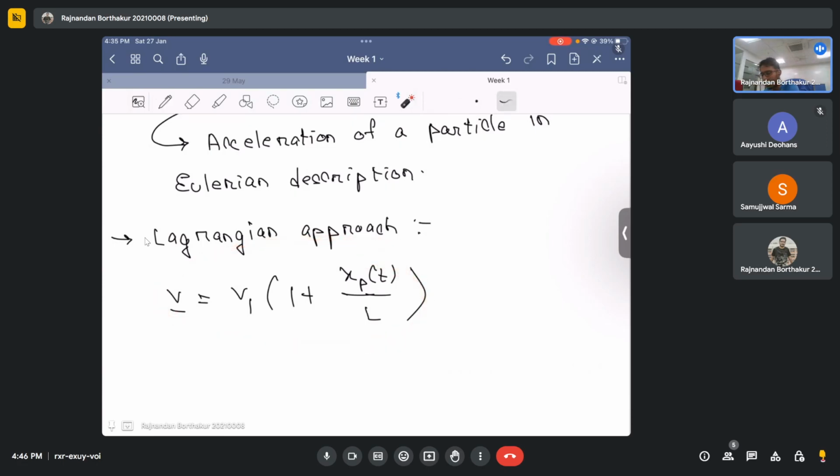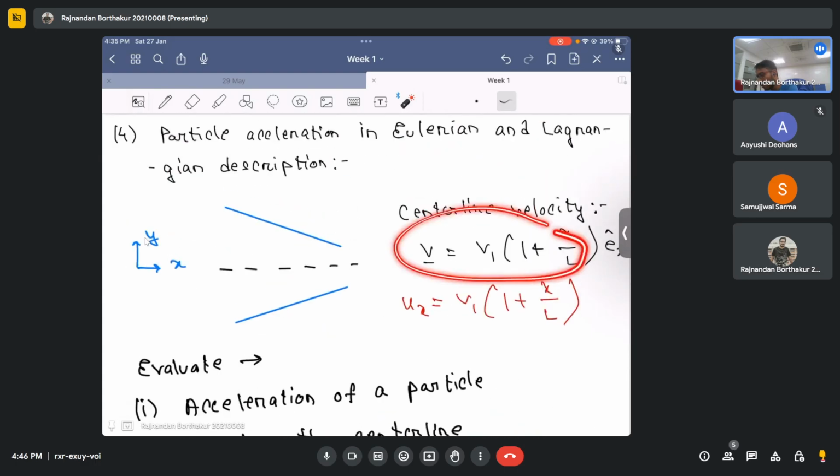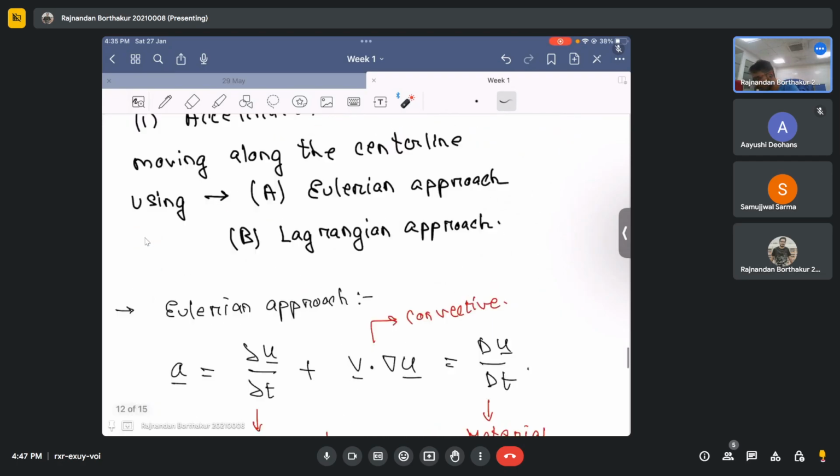So from where did we get this? We got this from the velocity description that we had. The only thing we did is that this x in the Lagrangian frame is just the position of the particle p at any time t. Because in the Lagrangian frame, as I have said, instead of focusing on a region, we focus on a single particle.